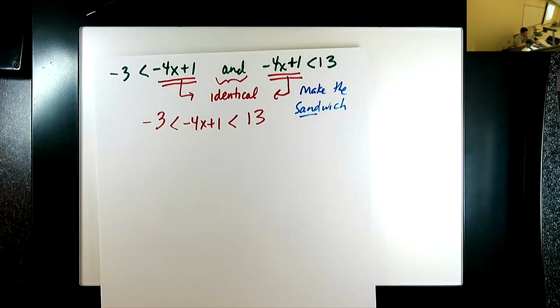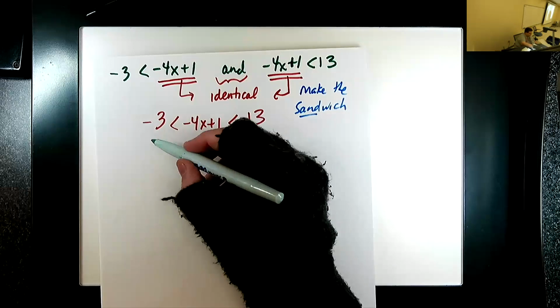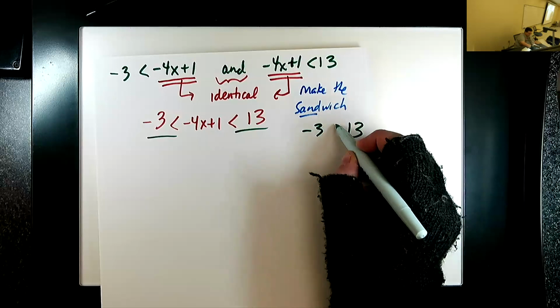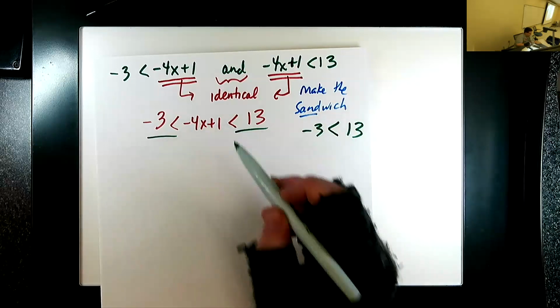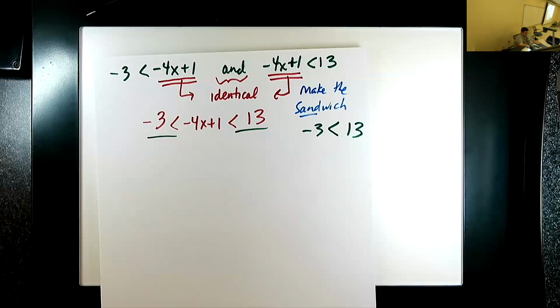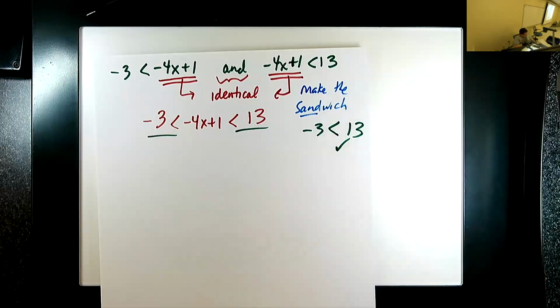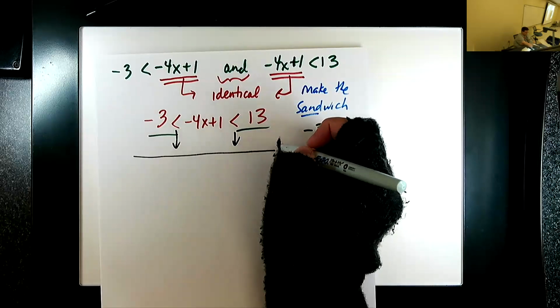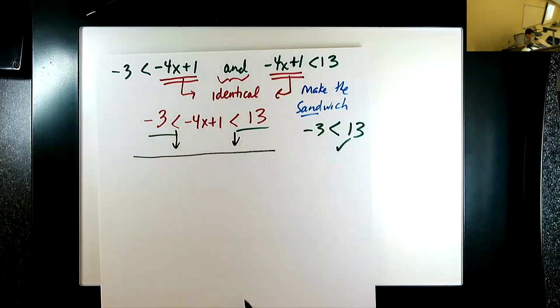Now, just a quick check before I go on. I'm going to compare like I did before. -3 and 13. -3 is less than 13, and my arrows still work. My inequality symbol still works, so I put them together reasonably. So, rather than doing what you do to one side, do to the other, now we're going to do what you do in one area, you do in all areas.